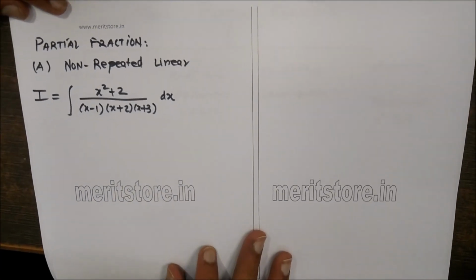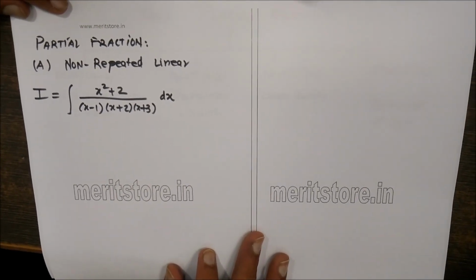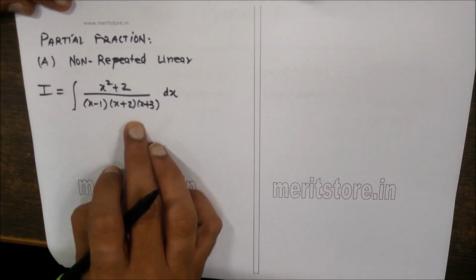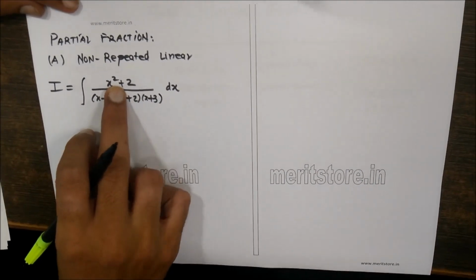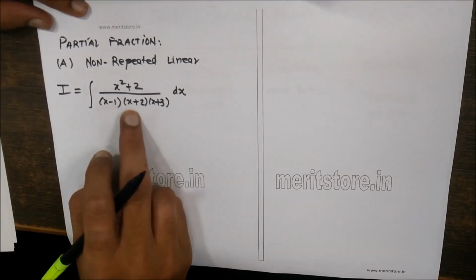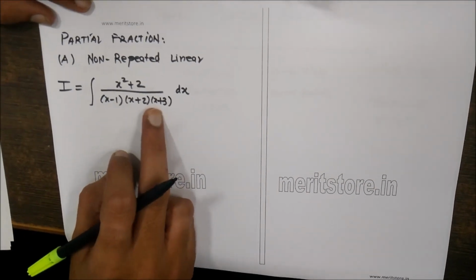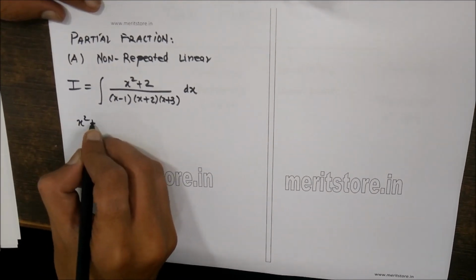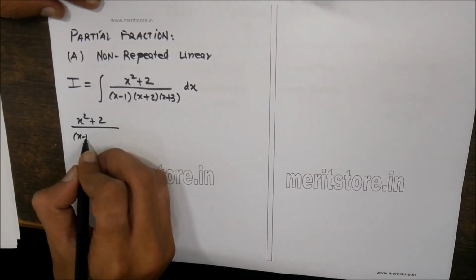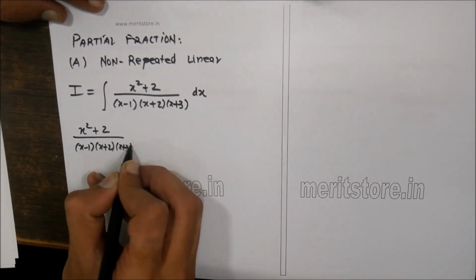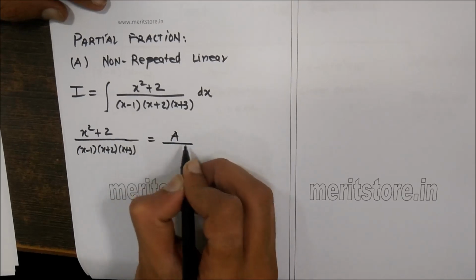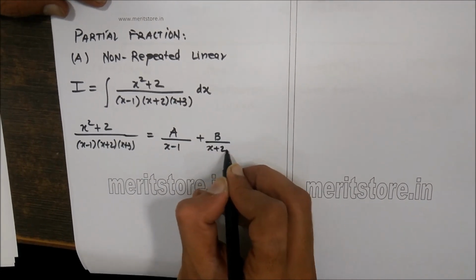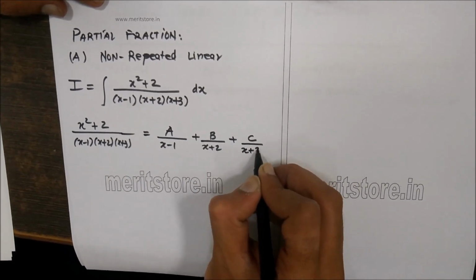Remember one rule very clearly in partial fraction. In all the subtypes, the degree of the numerator should be strictly less than the degree of the denominator. Checking the degree, the numerator is of the degree 2 and the denominator, if we open up the bracket, would be of degree 3. So the condition is satisfied. Now this problem of x square plus 2 upon x minus 1, x plus 2 into x plus 3 will be written as a upon x minus 1 plus b upon x plus 2 plus c upon x plus 3.